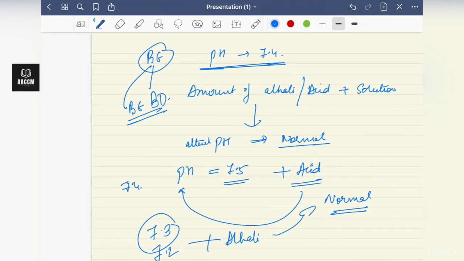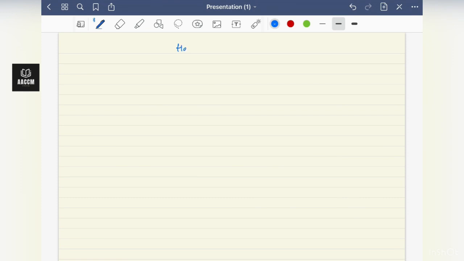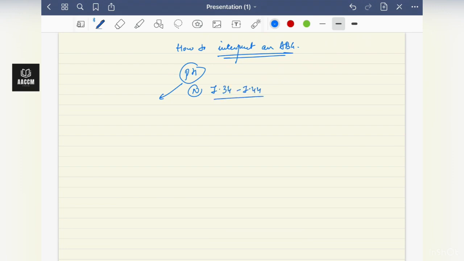Okay, now coming to how to interpret an ABG. The first rule of interpreting an ABG is looking at the pH. Okay, there are various points in analyzing the ABG. The first is to look at the pH of an ABG. As we all know, the normal pH is around 7.34 to 7.44. For easy remembering, we can take it as 7.35 to 7.45.